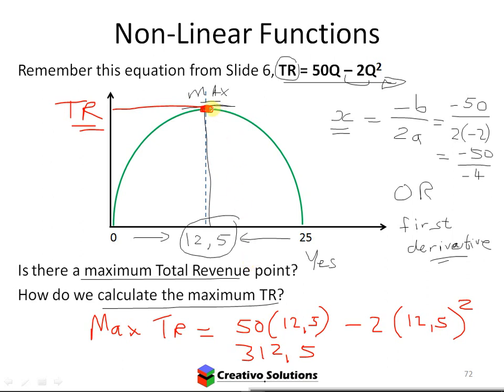That's that point over there. So the coordinates of that point would have been 12.5 and 312.5. That's the coordinates for that maximum. Is that right?